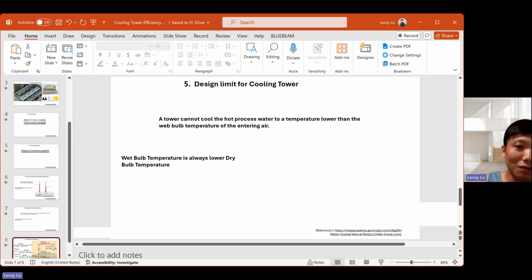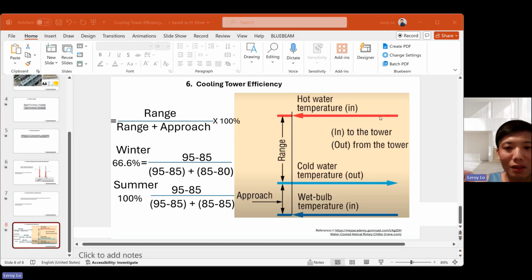For the calculation, this is very exciting now. For the cooling tower efficiency, as you can see in this diagram, starting from the top right side, hot water comes in from the hot process water into the cooling tower. In the middle, you can see the cold water going back to the process cooling water, out of the cooling tower. The difference between the hot water and the cold water temperature is the range. Now you can see the bottom side of the diagram, which is the approach: cold water temperature minus the wet bulb temperature. The cold water is the water coming out of the cooling tower, and the wet bulb temperature is that of the air coming into the cooling tower. So efficiency equals the range over the parenthesis of the range plus approach, times 100%.